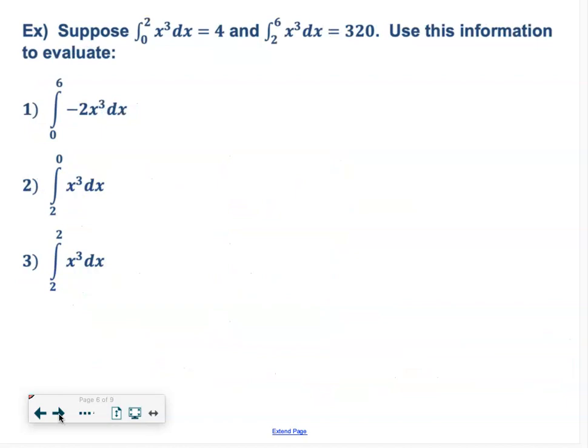Okay, little extra practice, very similar, but now we're using some of the other properties. If the integral from 0 to 2 of x cubed is 4, and the integral from 2 to 6 of x cubed is 320, find the integral from 0 to 6, the integral from 2 to 0, and the integral from 2 to 2. Again, I want you to freeze the screen, take a minute, work on it, and then when you're done with all three, unfreeze, and I'll show you the solutions.